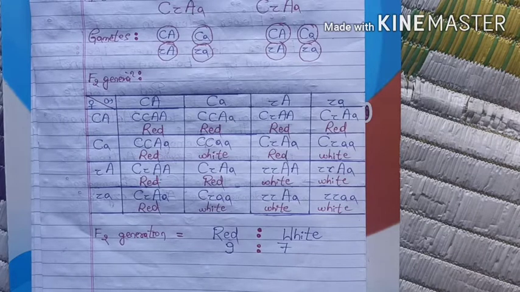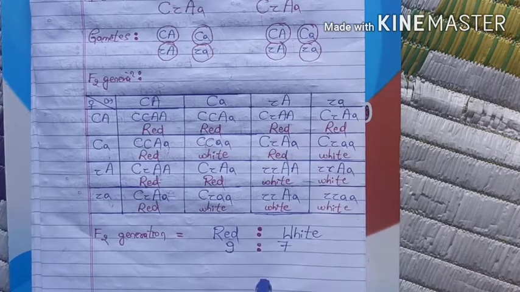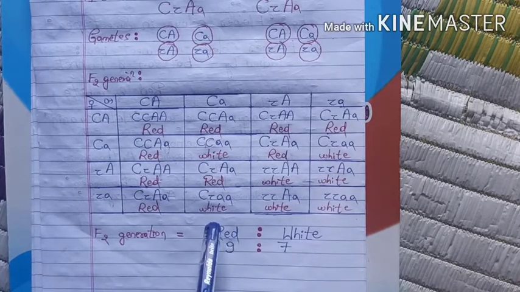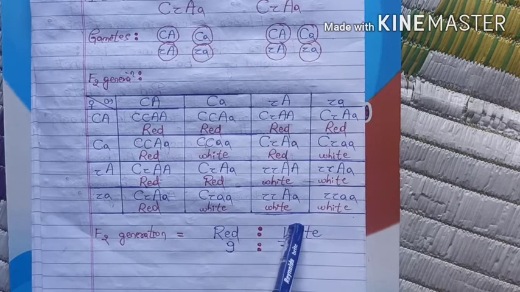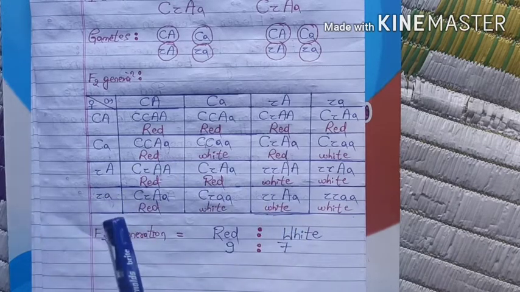Therefore in the F2 generation, the ratio is 9:7. Remember, very important point, the complementary genes ratio in the F2 generation is 9:7, where 9 are red and 7 are white. So I hope I was clear with this concept.